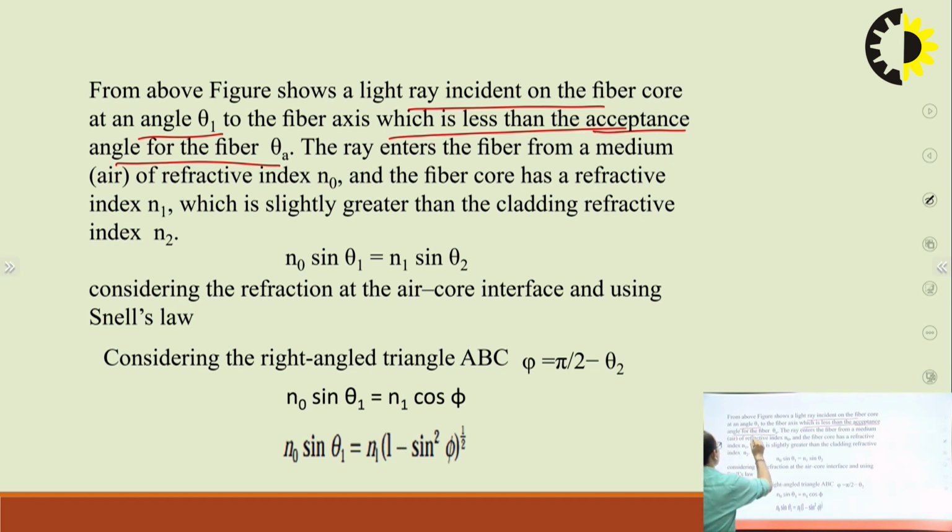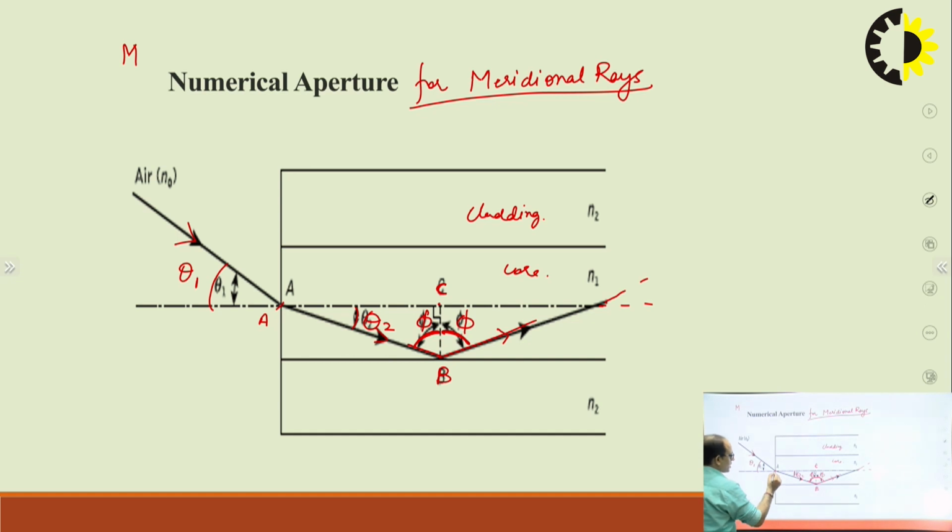Now let's say the incident angle at the air-core interface makes an angle of theta 1, which is less than the acceptance angle theta A, and the ray enters the fiber from the medium air into the core, which has a refractive index n1, which is slightly greater than n2. Now apply Snell's law at this point.